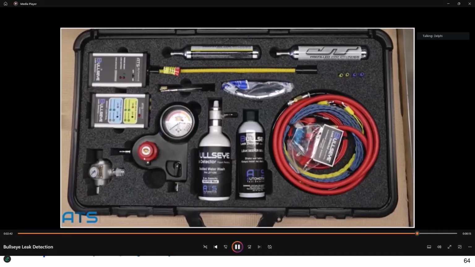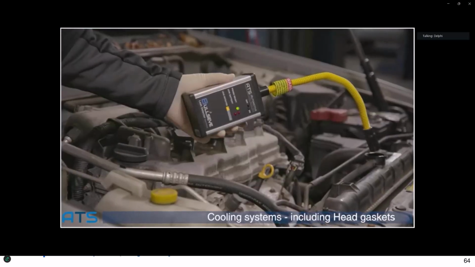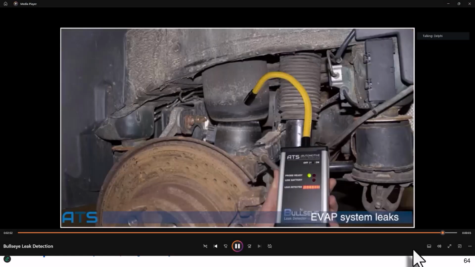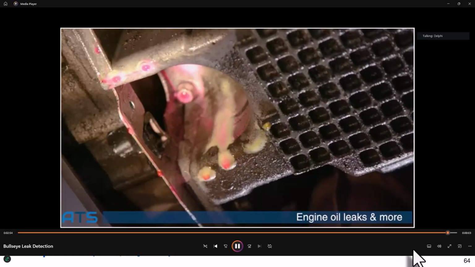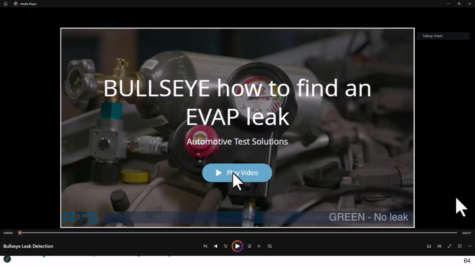Hit the bullseye every time when searching for sealed system leaks on air conditioning systems, cooling systems including head gasket leaks, wheel and tire, evaporative emission systems, air ride suspensions, engine oil leaks, and more. Okay, so that's another option available to you. Not saying you have to have it.